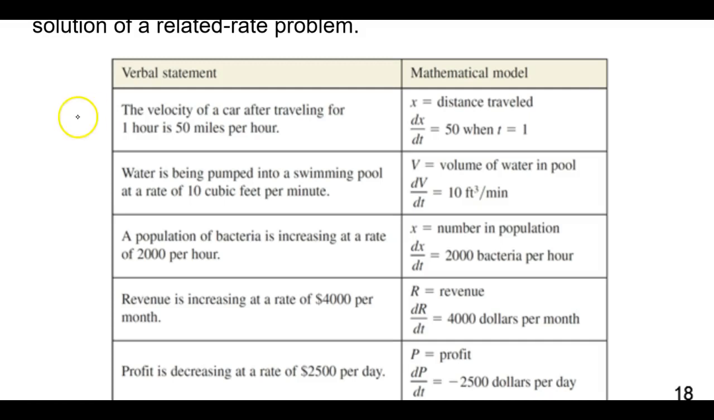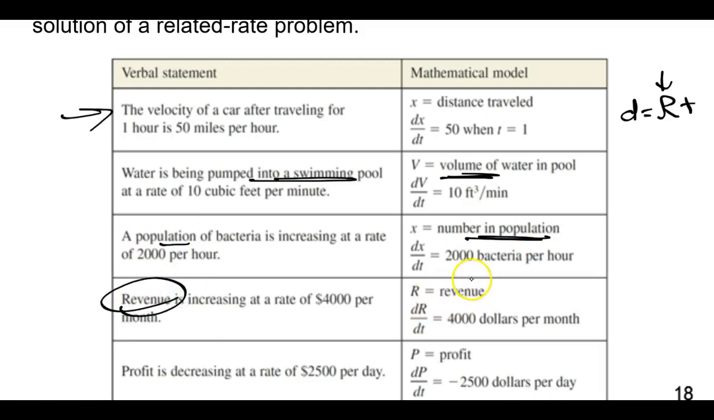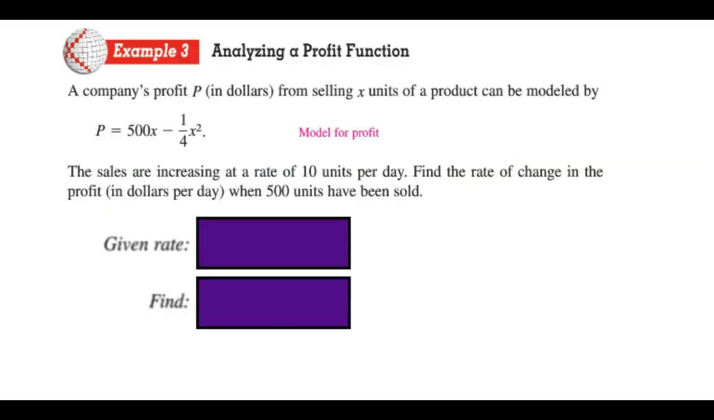So this table talks about, if they talk about velocity, they're probably using distance equals rate times time. The rate is your velocity. It's your speed with direction. The volume of a swimming pool. The population is a number. So here's what you're going to be doing in business calc: revenue and profit. If I want to find the rate at which the revenue is changing, of course that's going to be dR/dt, and the rate at which the profit is changing is dP/dt.